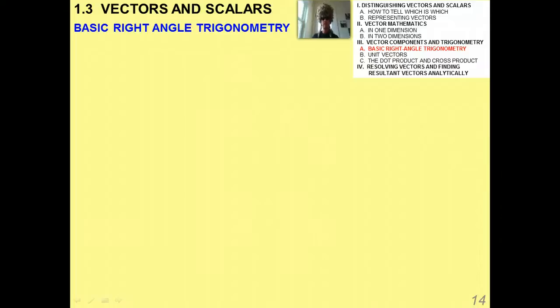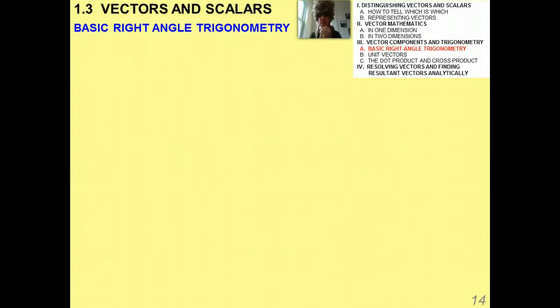Okay, welcome to the second video on vectors and scalars. In the last video, we talked about vectors in 2 dimensions. We talked about how we add vectors using graphical methods such as the head-to-tail method and the parallelogram method. We also talked about vectors in 1 dimension, multiplying them by scalars, and how that can possibly change the direction if the scalar is negative.